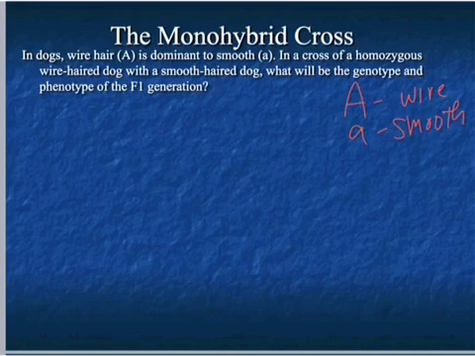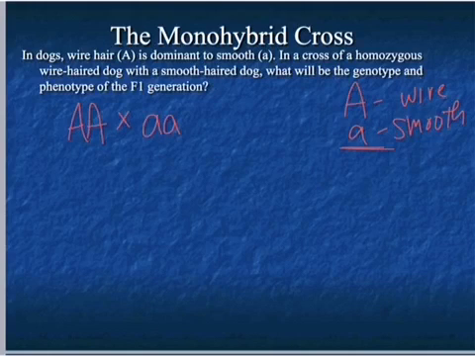So I'm crossing a homozygous wire-haired dog. Homozygous means two of the same alleles for wire hair. Crossing that with a smooth-haired dog. It doesn't have to tell me homozygous or heterozygous. I know it has to be homozygous recessive because this trait is recessive. So we did the key and the parents. Now we'll solve with a Punnett square.